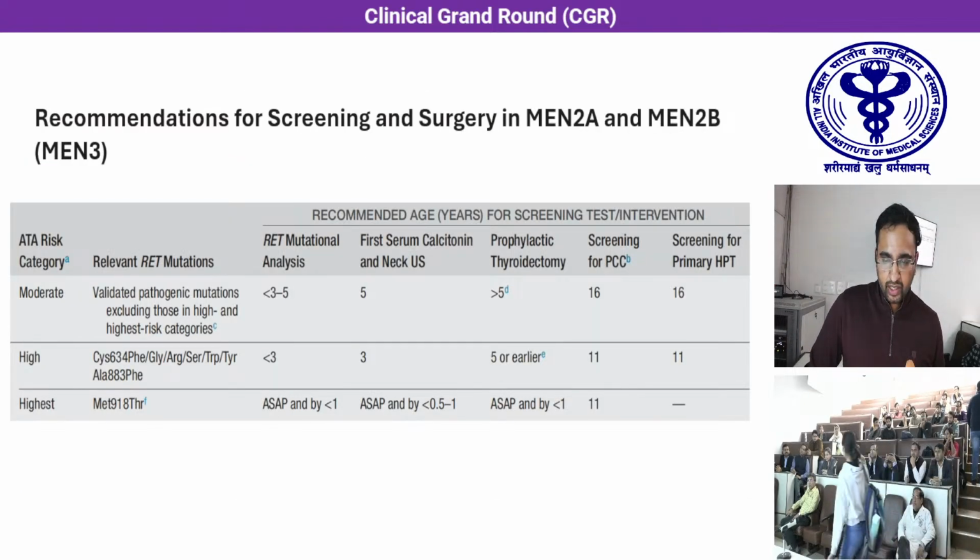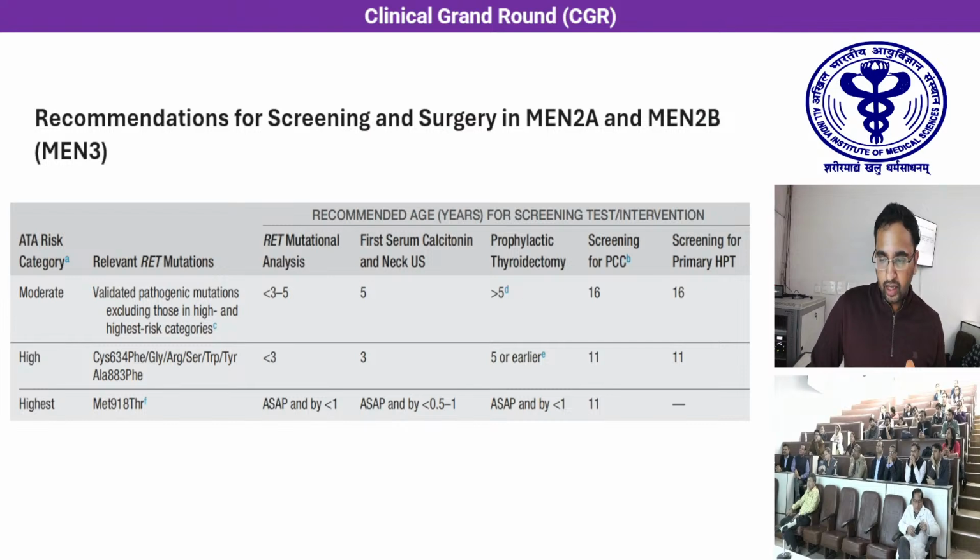So coming to the recommendation, based on the genotype, the highest risk ATA category is the one which has the mutation at exon 16 with codon 918. The measurement of calcitonin and screening for PHPT and medullary thyroid carcinoma has to be started as soon as possible, and prophylactic thyroidectomy has to be recommended as soon as possible, or prior to 1 year of age, and screening for pheochromocytoma has to be started by the age of 11 years.